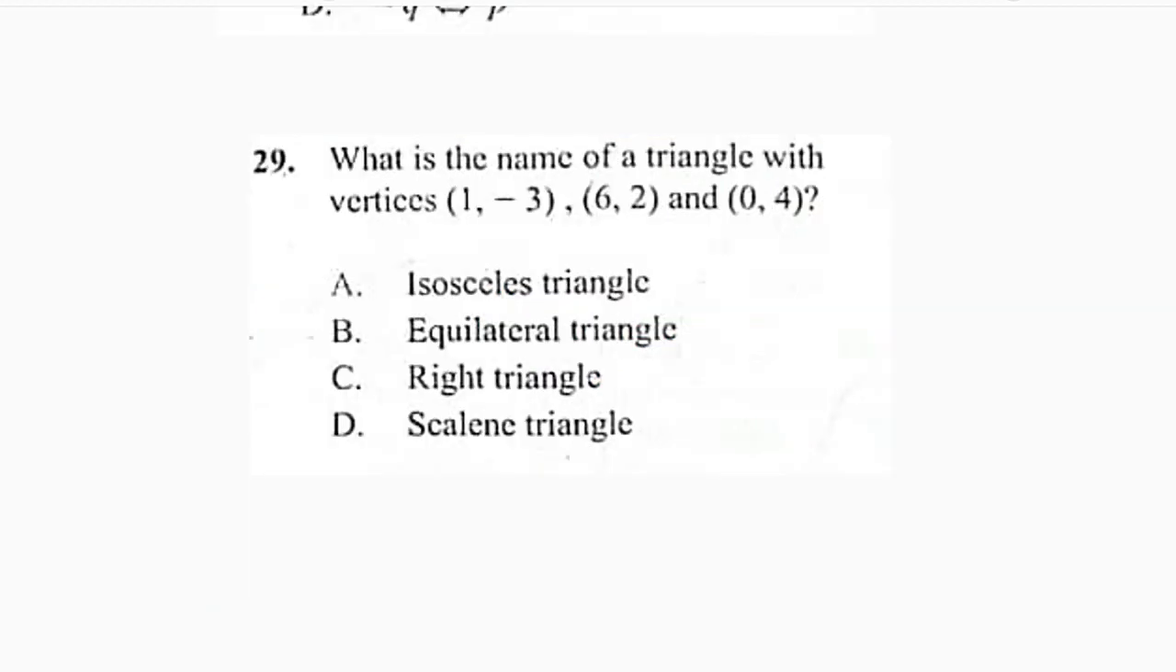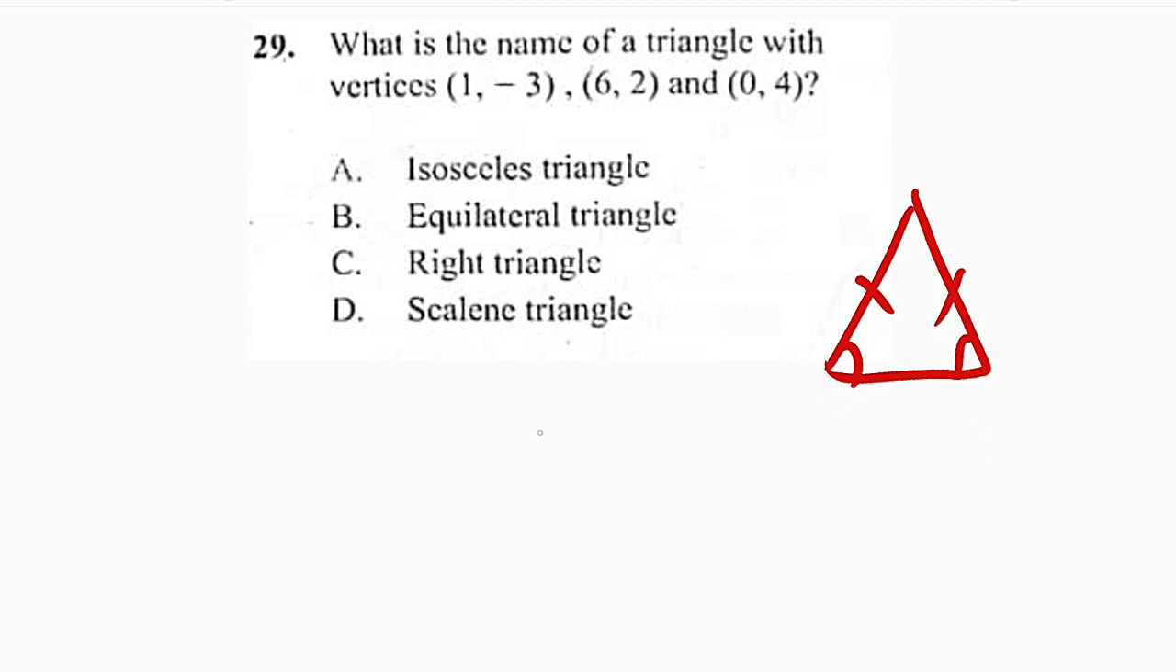All right, here is question number 29. The question reads, what is the name of the triangle with vertices (1, -3), (6, 2), and (0, 4)? How can we find it? We have available options here. We have an isosceles triangle. An isosceles triangle looks something like this, where this side and this side are equal, and this angle and this angle are also equal.